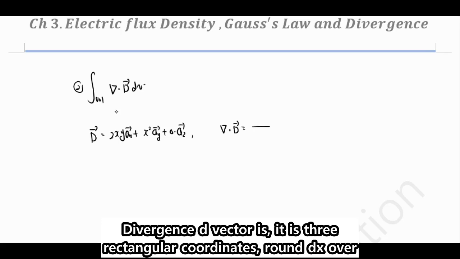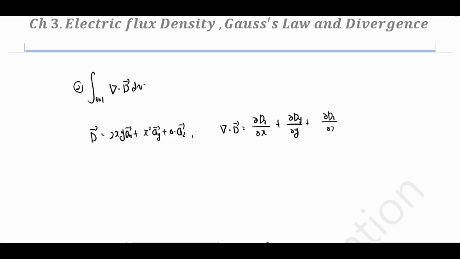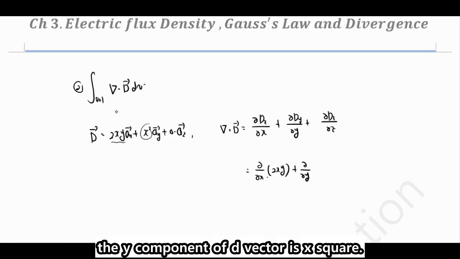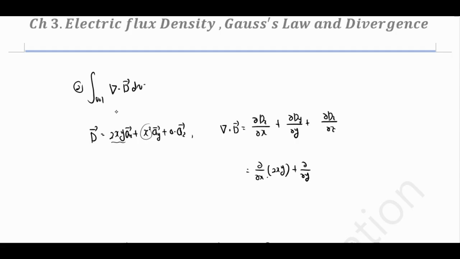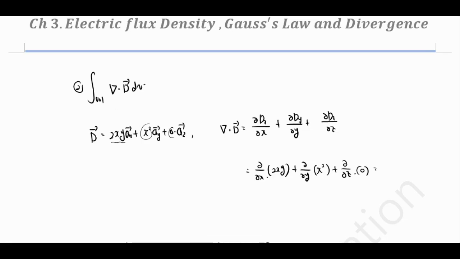The divergence of D vector in rectangular coordinates is ∂Dx over ∂x plus ∂Dy over ∂y plus ∂Dz over ∂z. The x component of D vector is 2xy, plus ∂/∂y of the y component of D vector, which is x square. But the z component of D vector is 0. This is 0, this is 0, and this is 2y.